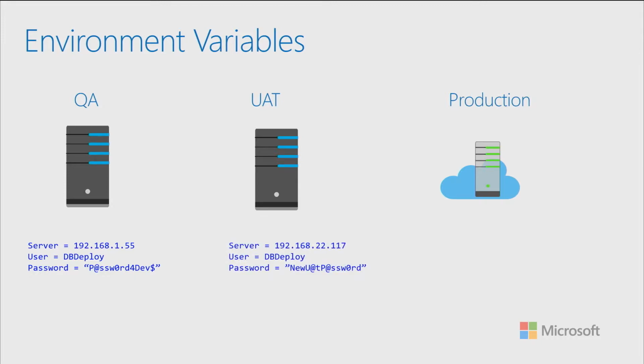So as we went to QA, we used one password and one address. When we went to UAT, we had a slightly different address and a different password. And then when we went to production, again, a different address and different password. The process was consistent. We could copy the change from QA to UAT, and then we would just change that variable. We had separation for security reasons, but consistency in our process.